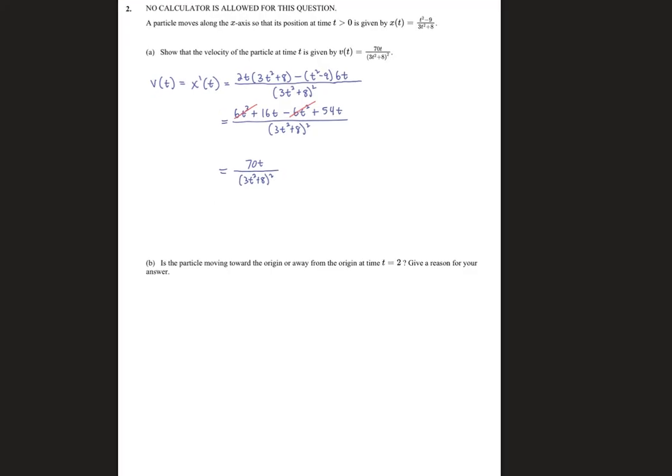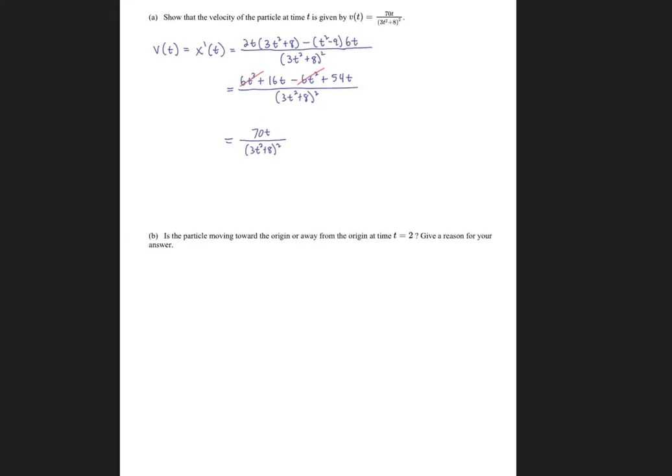Okay, for part B, they ask: is the particle moving towards the origin or away from the origin at t equals 2? What dictates whether it's moving towards or away from the origin is the position, whether it's positive or negative, and then the velocity, whether it's positive or negative. So just to go over the concept quickly.